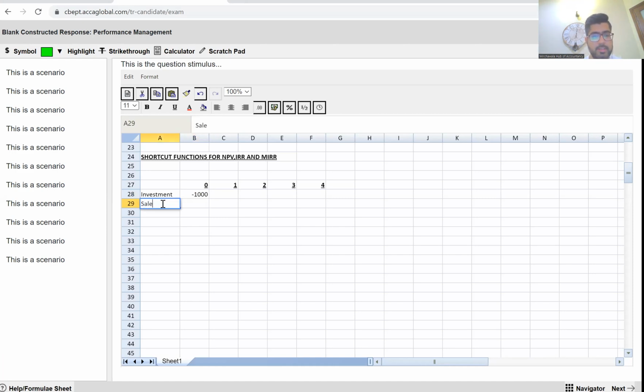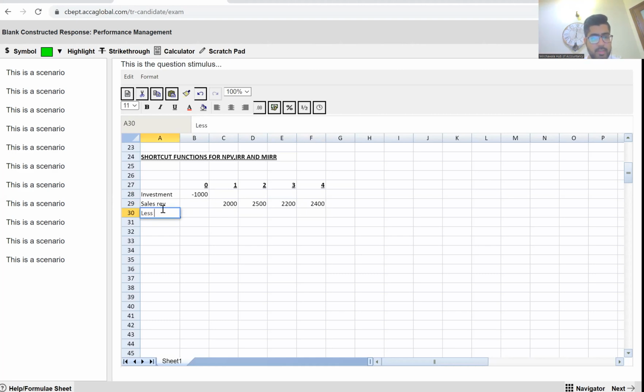Then we write sales revenue, selling price into units. For example, the year 1 sales revenue is 2,000. Year 2 sales revenue is 2,500. It's an inflow, therefore positive. Year 3 sales revenue is 2,200, and year 4 sales revenue is 2,400.